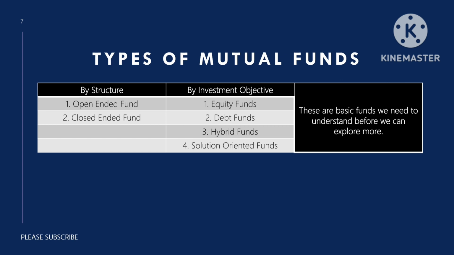Next, we learn about types of mutual funds. This fund differentiation is based on two parameters. One is the structure of the fund and another one is the investment objective of the fund. These six funds are the basic funds that we need to understand before we can explore more. Let us learn more about these funds.